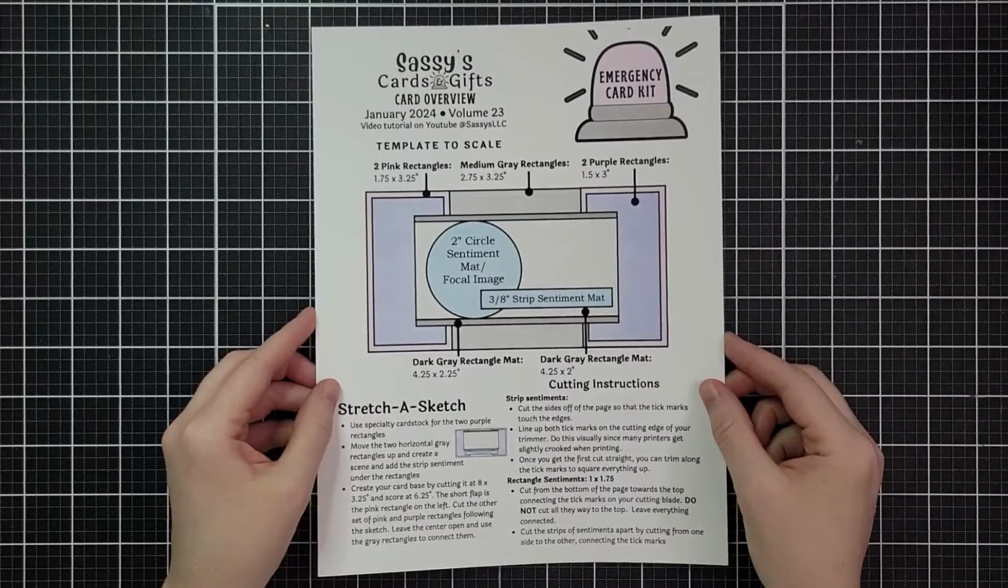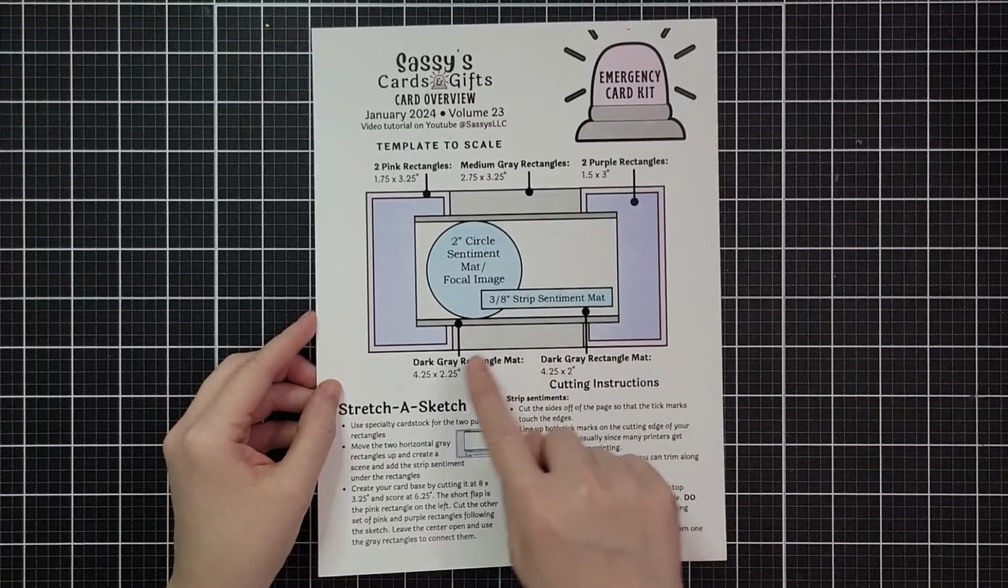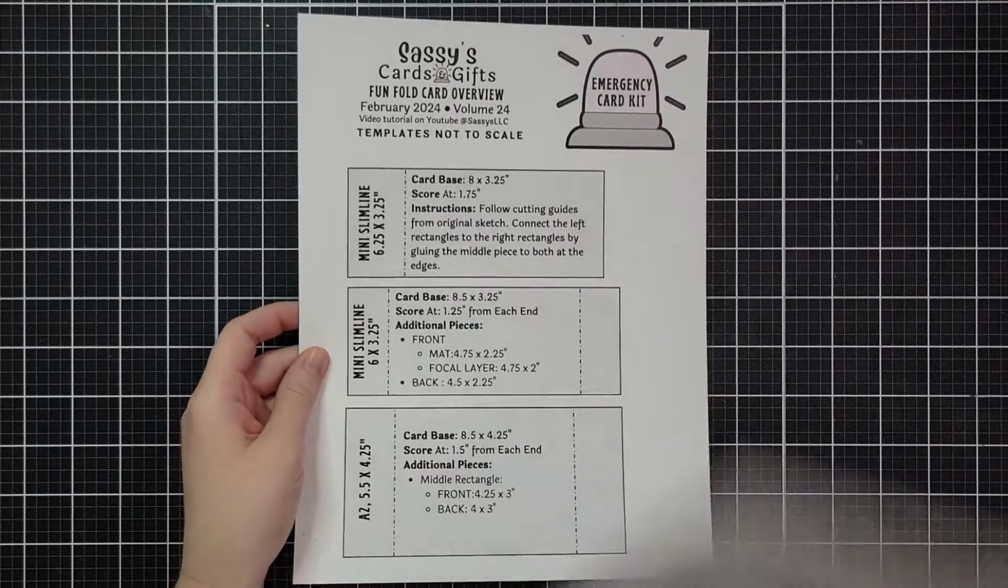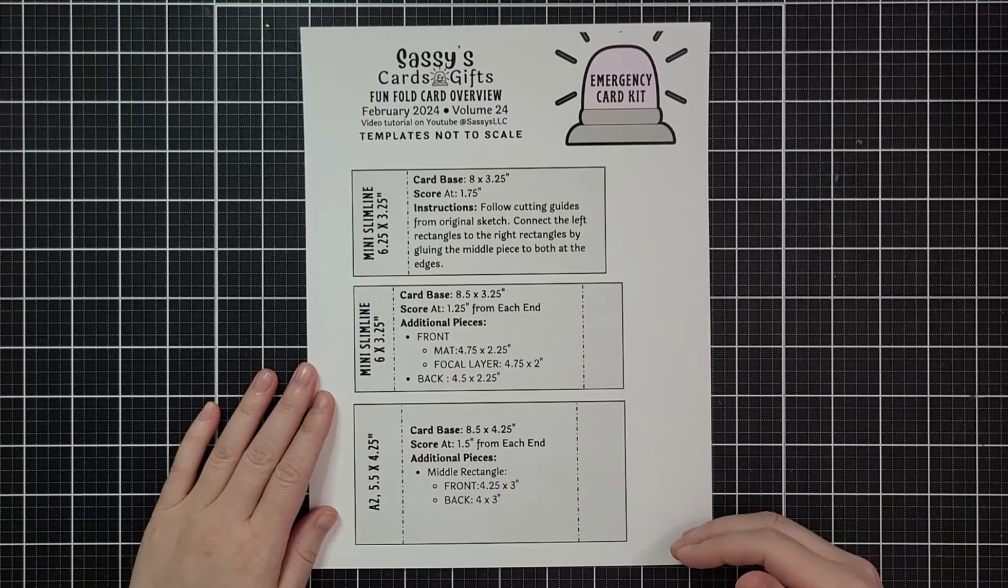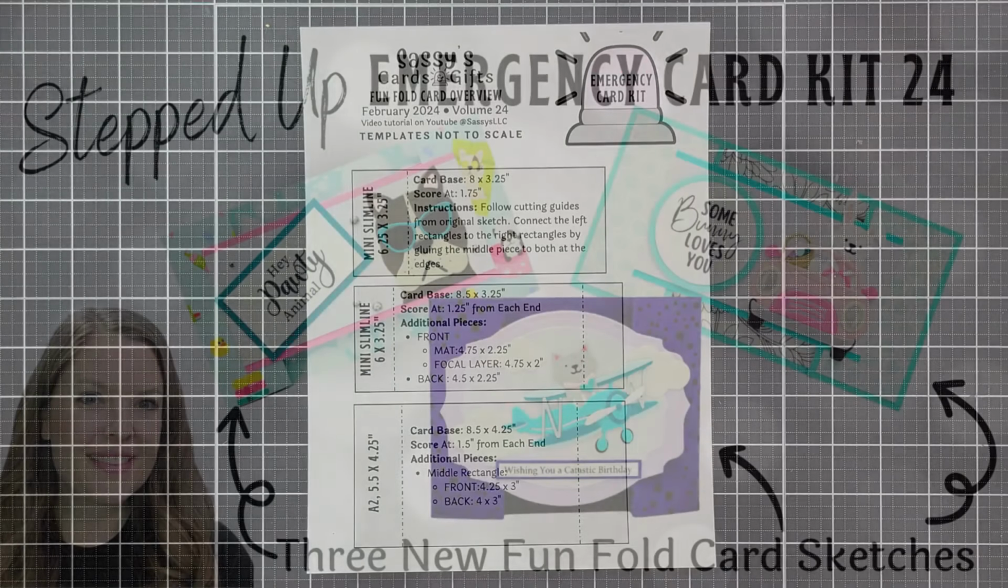And then here's the card sketch. I will link at the end of this video and in the description box to the video where we just make the card sketch. It's a mini slimline card and we use pattern paper and die cut and it's super fun. But this one has an extra page with three fun fold options.